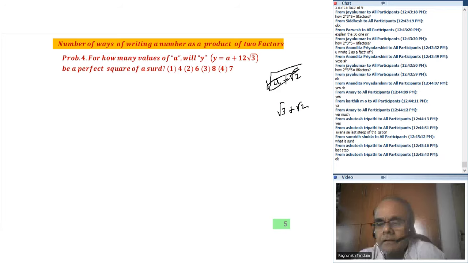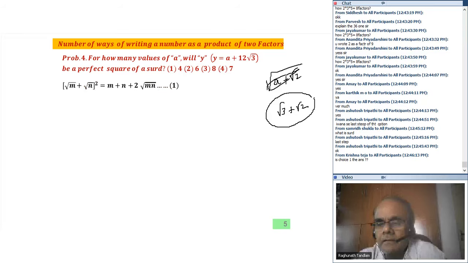I think one question might come. It has not come. It's my expectation that this might come. Okay, we'll do this. This is a slightly different question. Let's do that. What is root 10 plus root 10 the whole square? Are we clear with the step I've written?